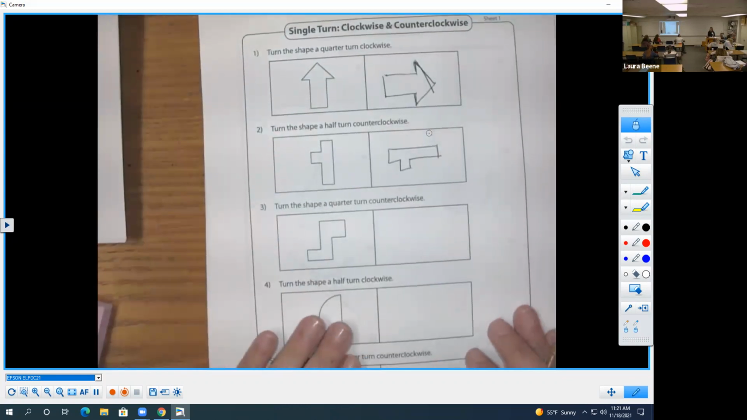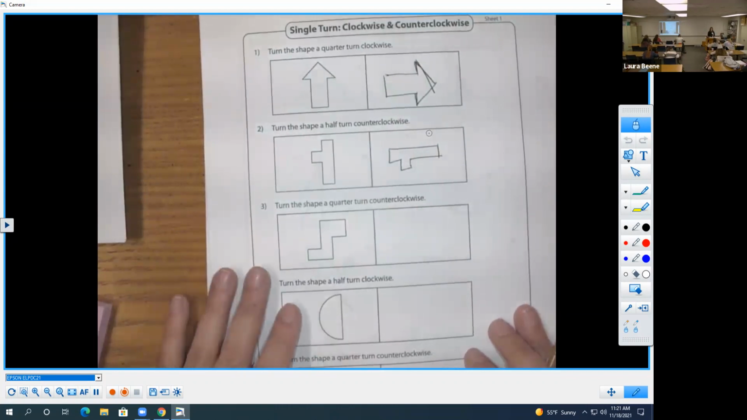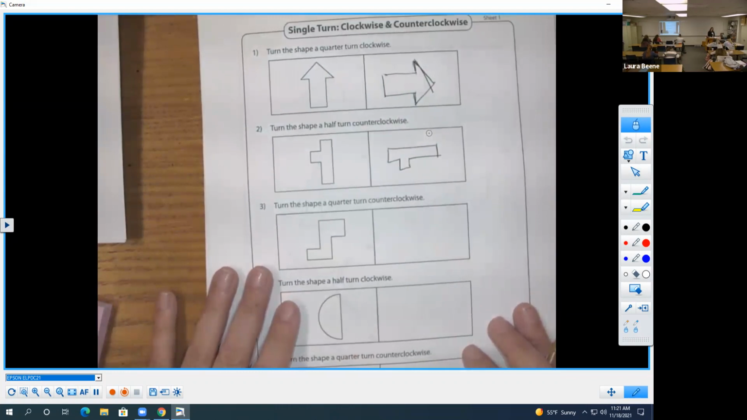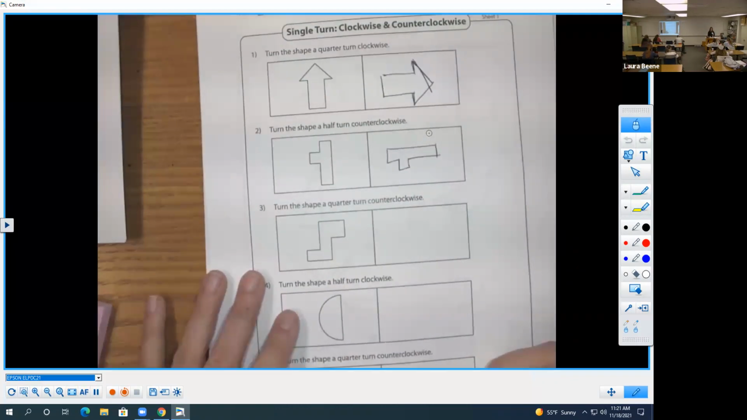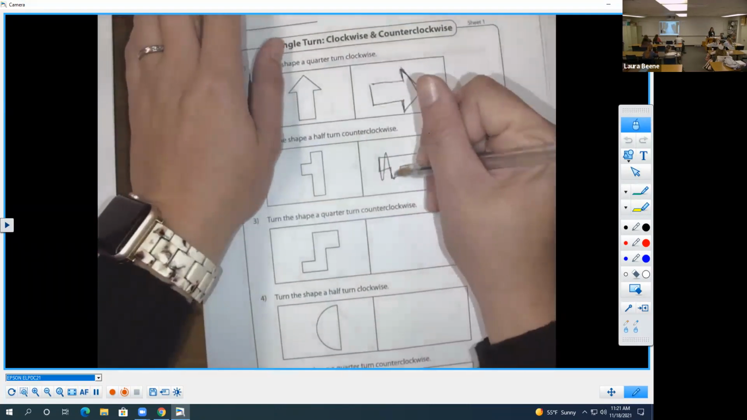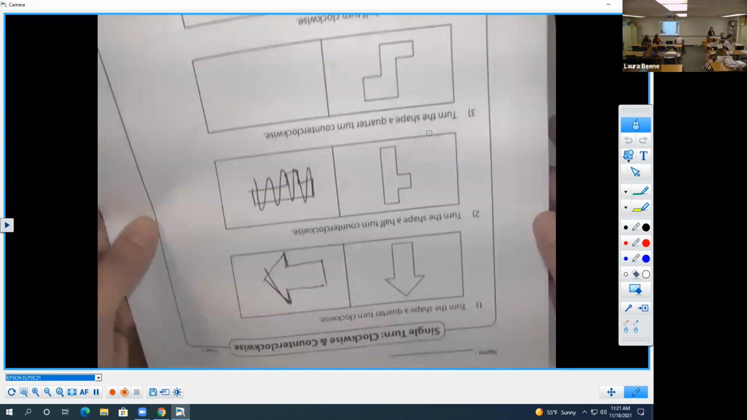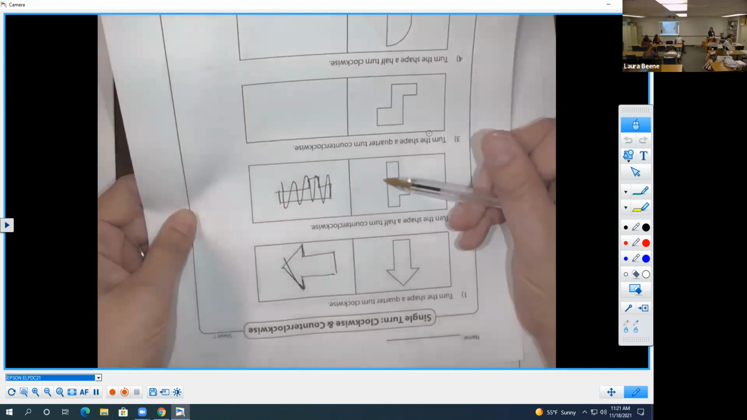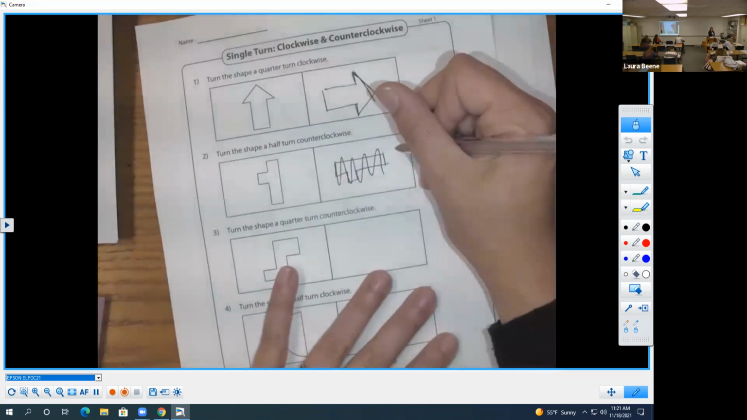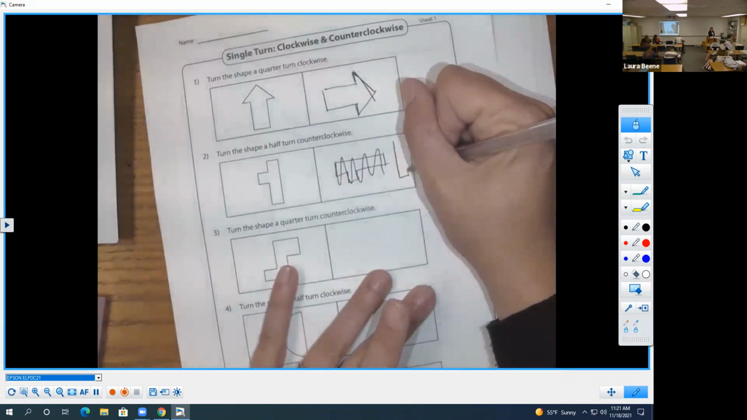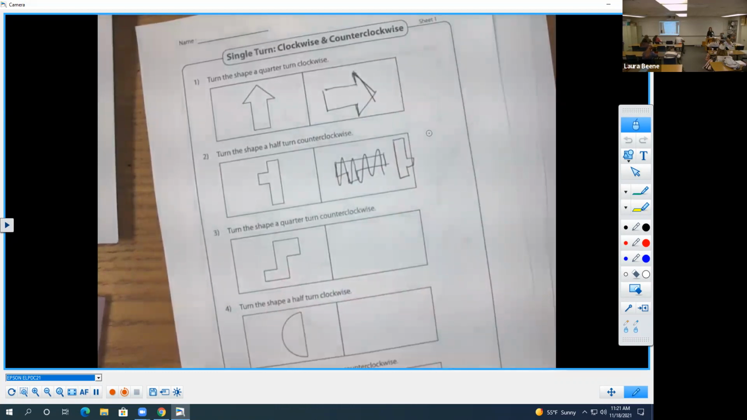Do you want us to move on to the back? Sure, you can. So it doesn't have to be perfect. You're right, I did it wrong. I did a quarter turn. What's a half turn? One more. So a quarter turn counterclockwise is that. A half turn counterclockwise would look like this. So I need to draw my flat side on the left, sticking out on the bottom on the right. Flat side on the left, sticking out on the bottom on the right. Something like that.